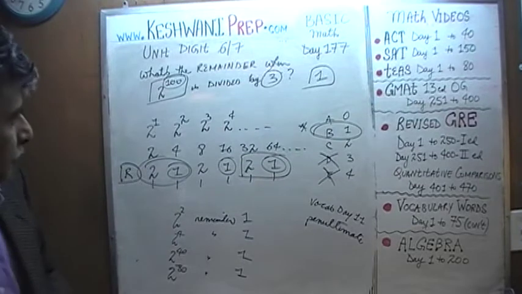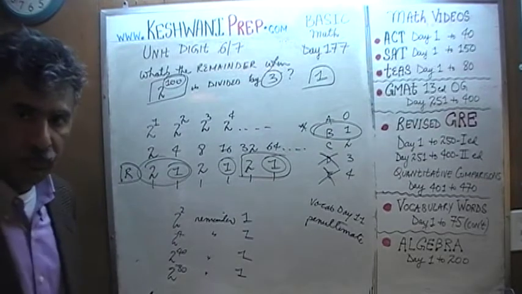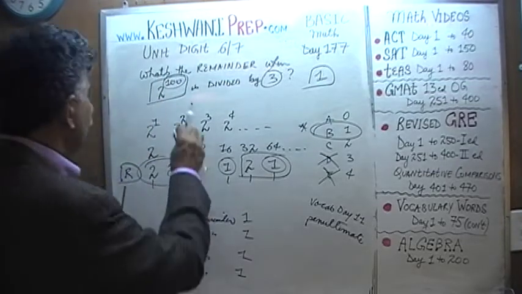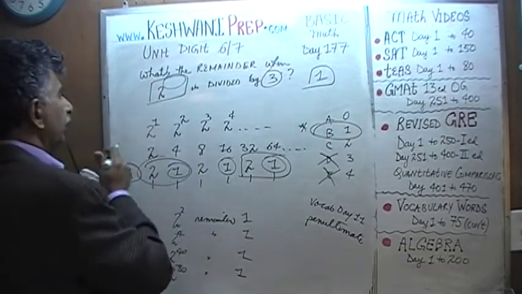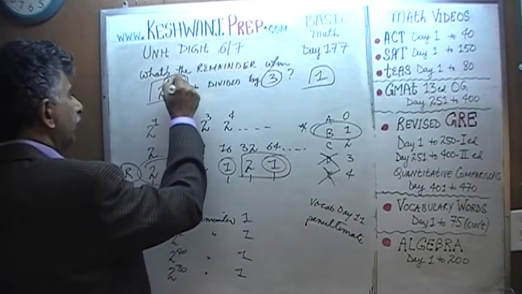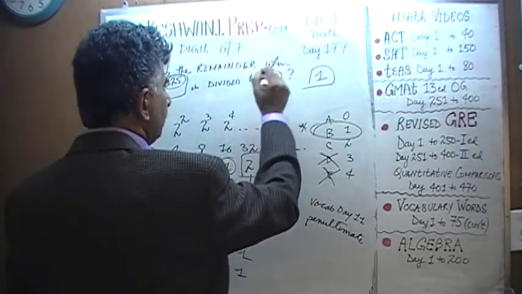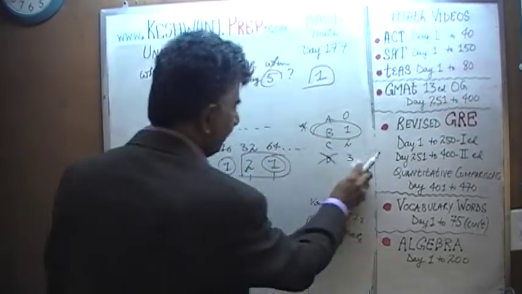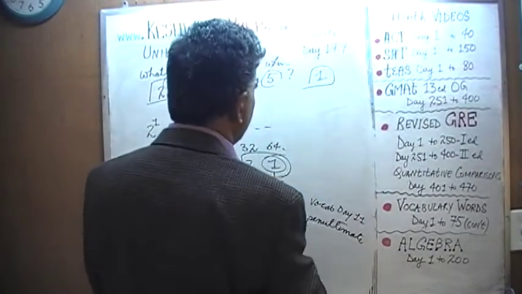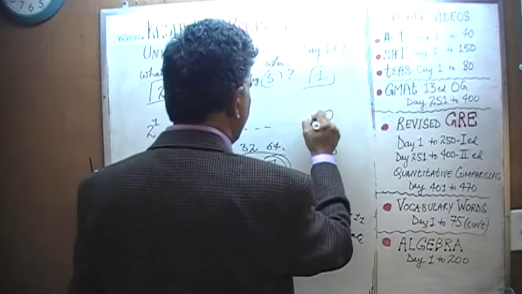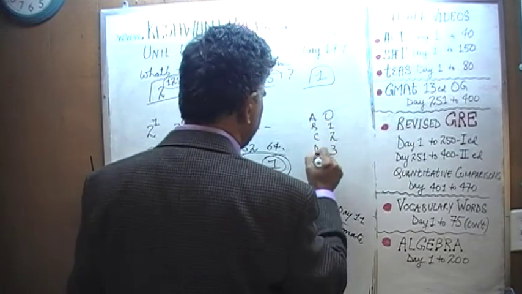But what I want you to do for tomorrow is to use the same exact logic, same exact method, same exact rationale, and do this problem. Instead of 2 raised to 100, we have 2 raised to 125, and instead of dividing by 3, we're going to divide by 5. The answer choices remain the same: 0, 1, 2, 3, 4. A, B, C, D, E.